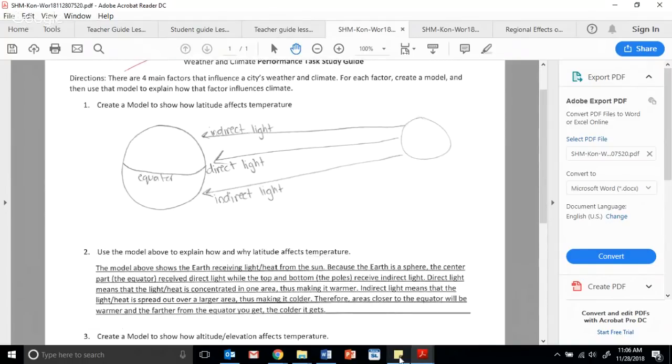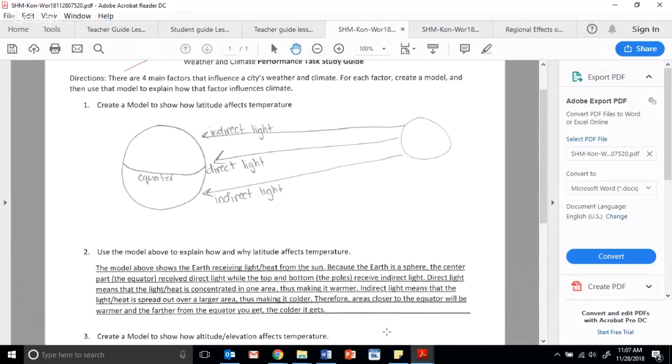So in my explanation, this is what I say. The model above shows the Earth receiving light/heat from the sun. Because the Earth is a sphere, the center part, the equator, receives direct light, while the top and bottom, the poles, receive indirect light. So those first two sentences are just explaining what my model is showing. I specify that the equator is getting direct light and the poles are receiving indirect light because that's going to come back later in my explanation.